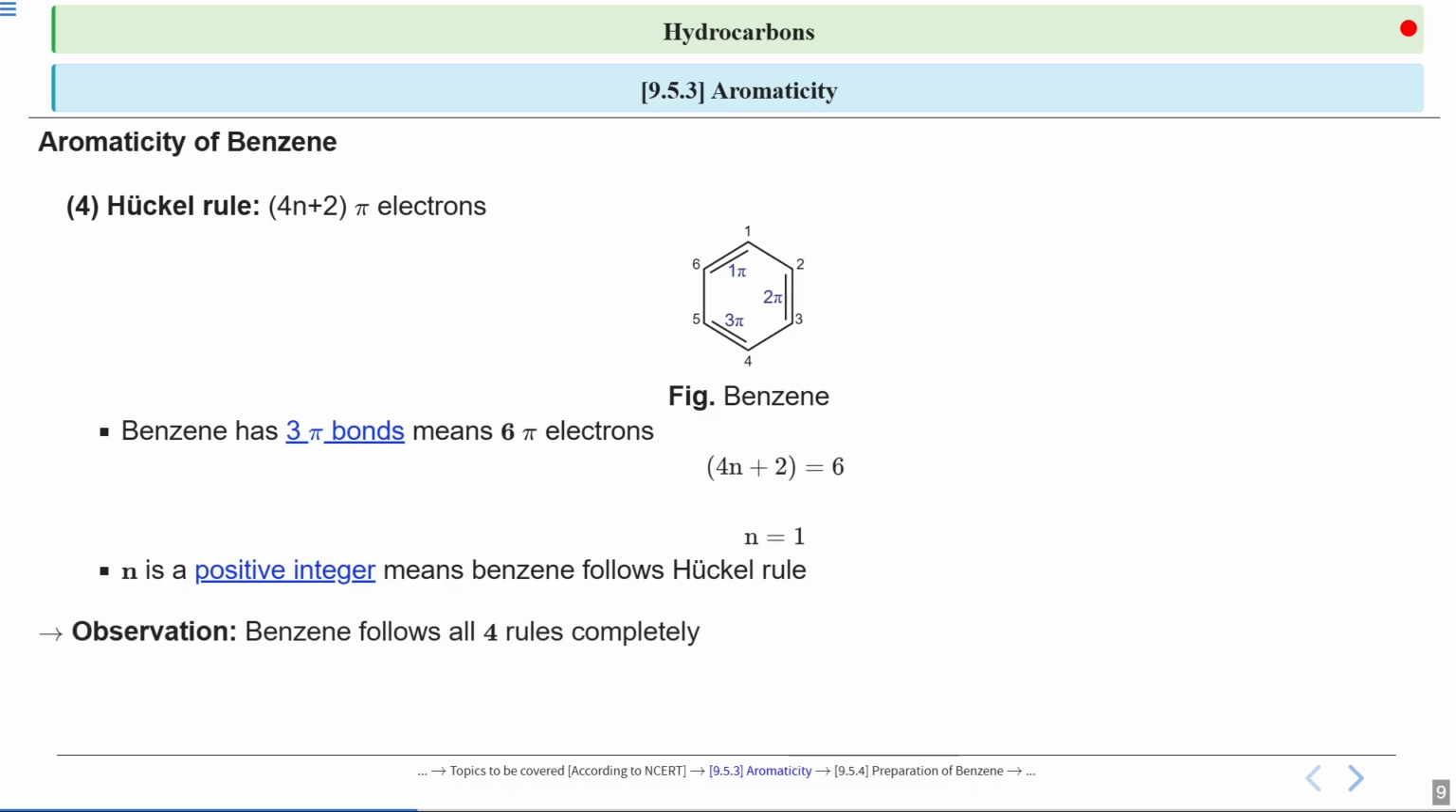So, what we have observed so far is that benzene follows all the four rules, including planarity, cyclic nature, conjugation, and the Huckel rule.